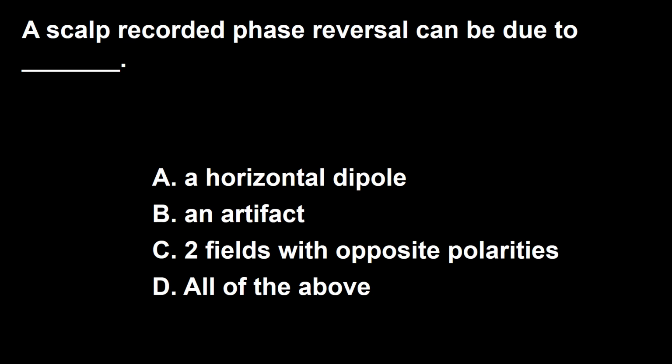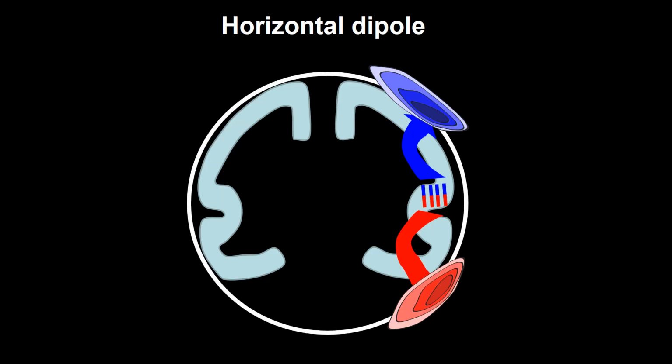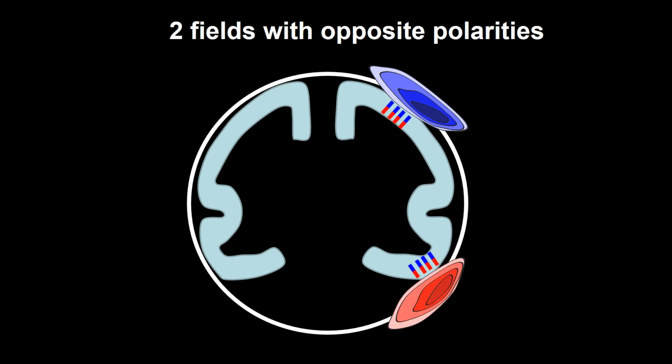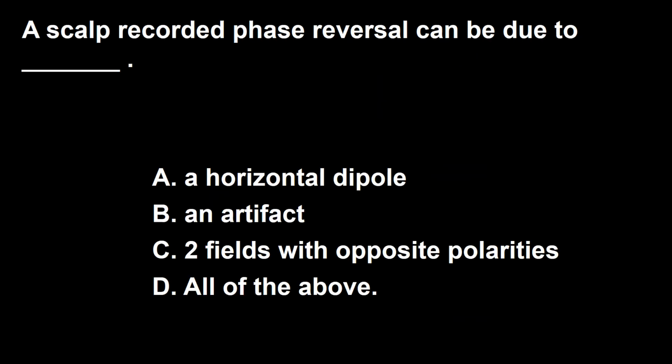Next question. A scalp recorded phase reversal can be due to A. a horizontal dipole, B. an artifact, C. two fields with opposite polarity, D. all of the above. A scalp recorded phase reversal can be due to the presence of a horizontal dipole, as you can see here and here, an artifact, or two generators with opposite polarity. So the answer to this question is D, all of the above.